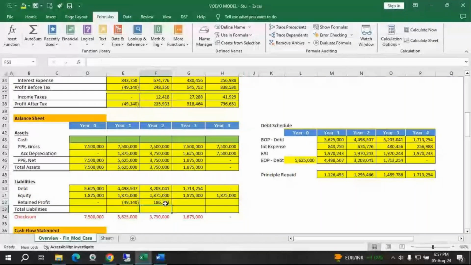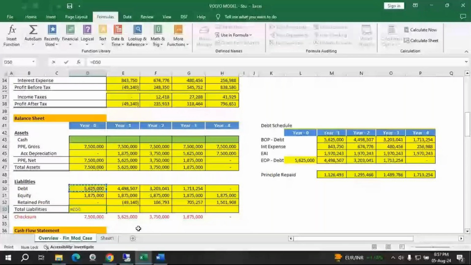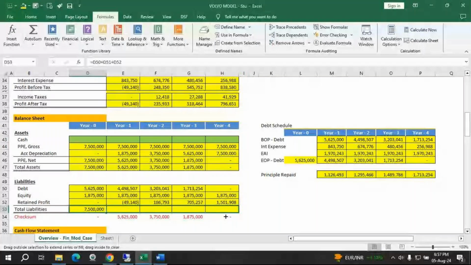Now total liabilities will be equals D50, that is debt, plus equity plus retained profit. So total liabilities will be debt plus equity plus retained profit. I'll come here, and I'm getting this. Once I put in the cash balance, everything will come out properly. So now let's do this and finish.